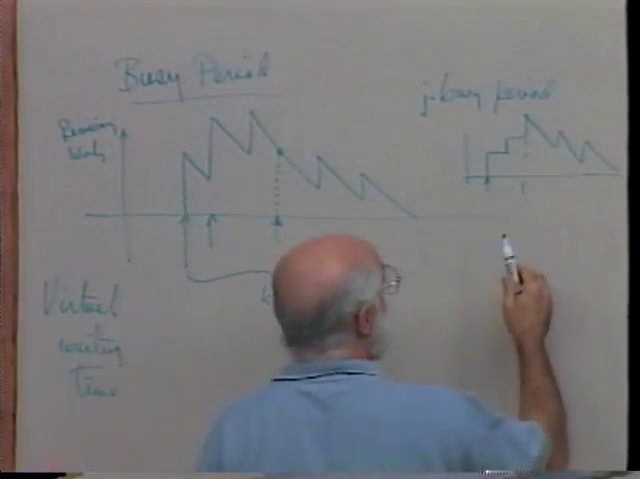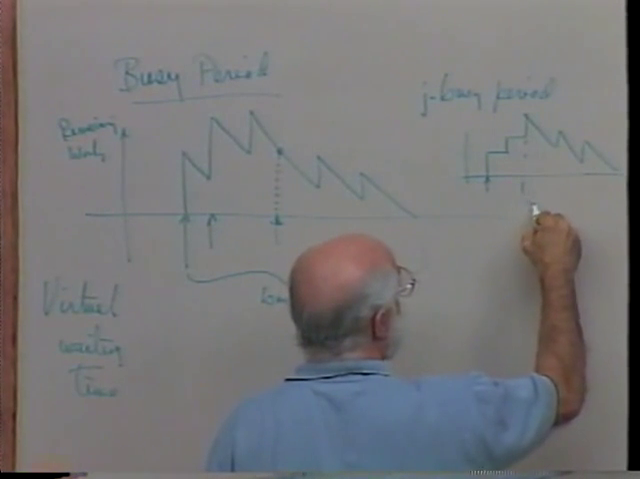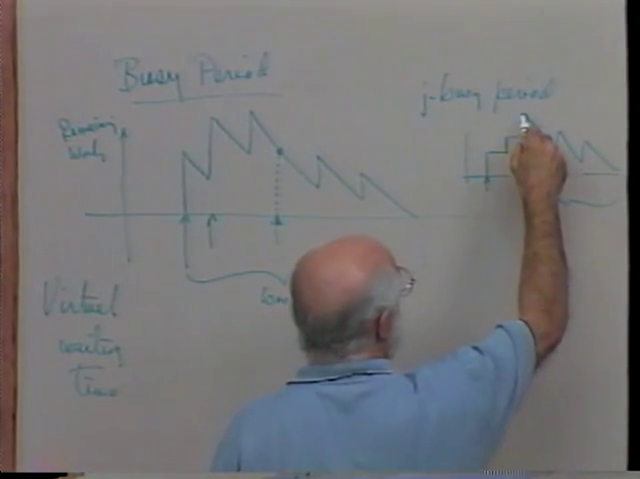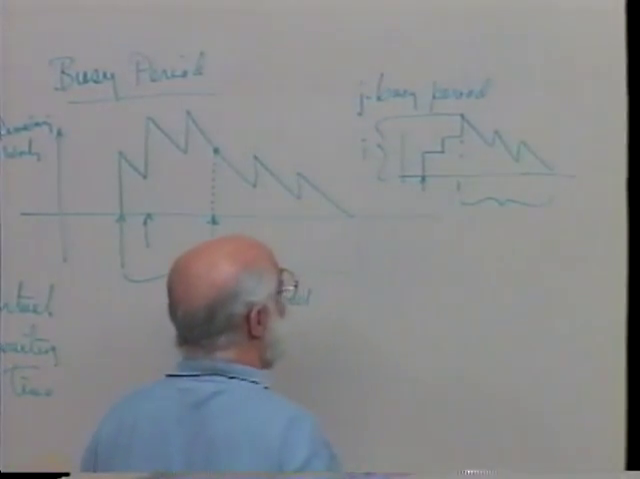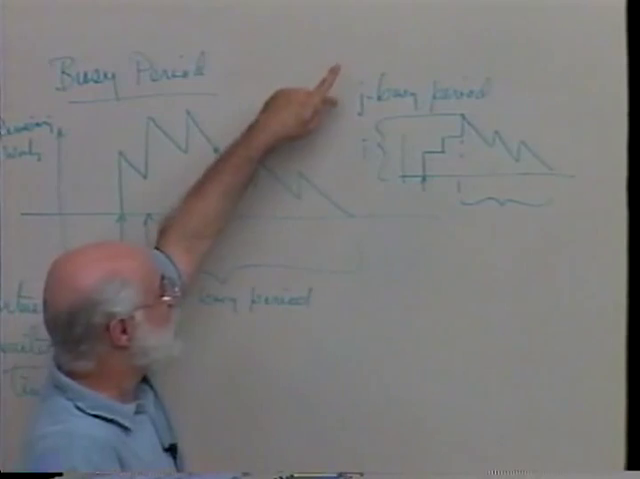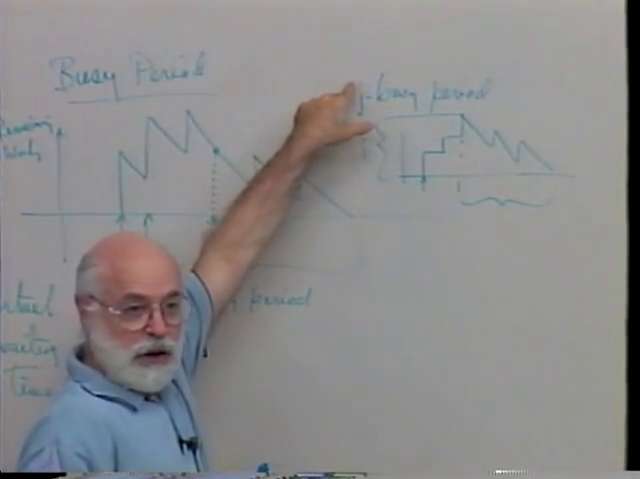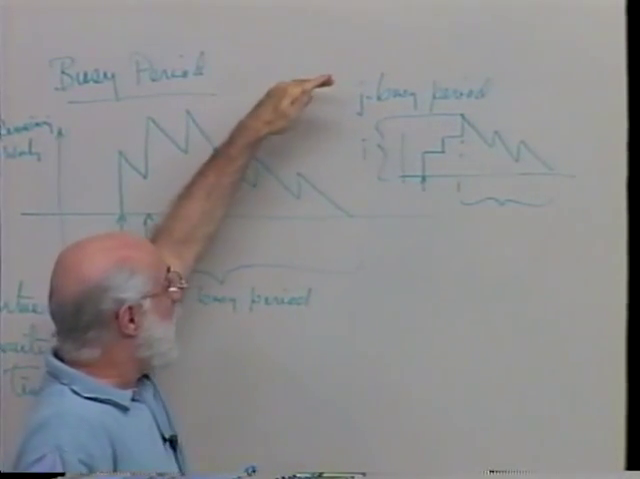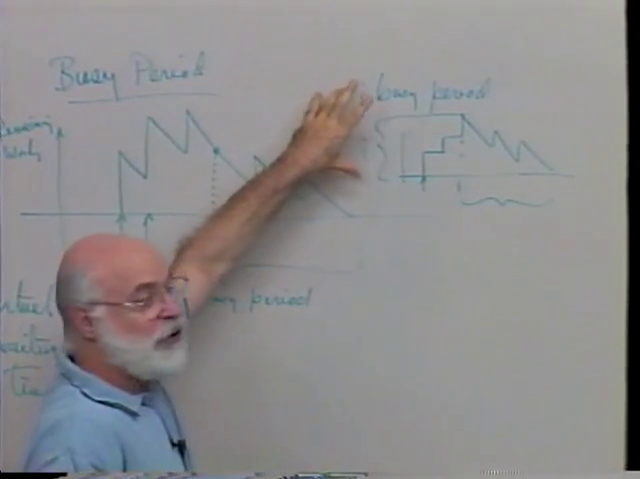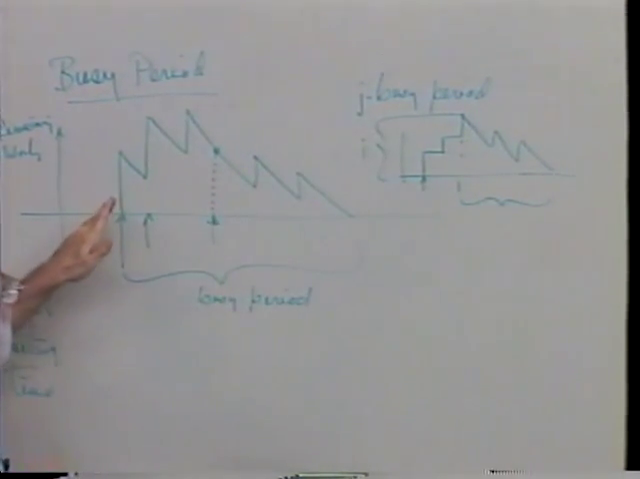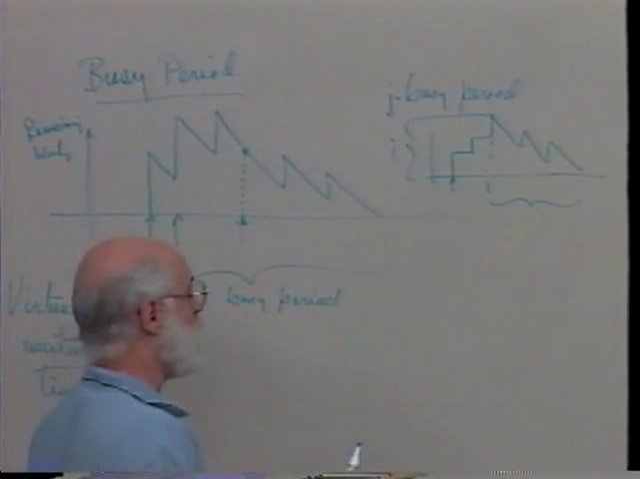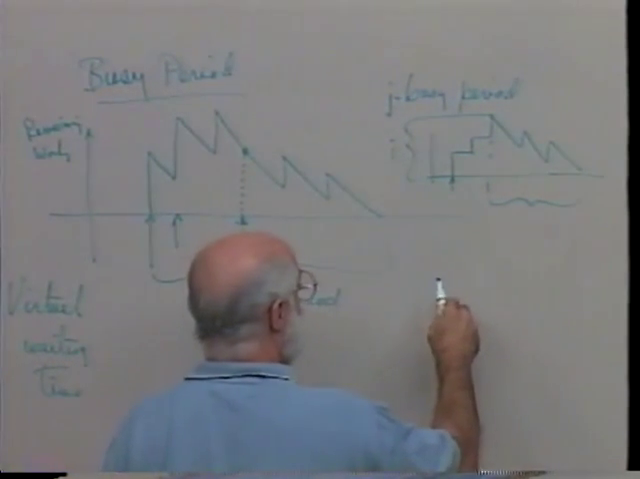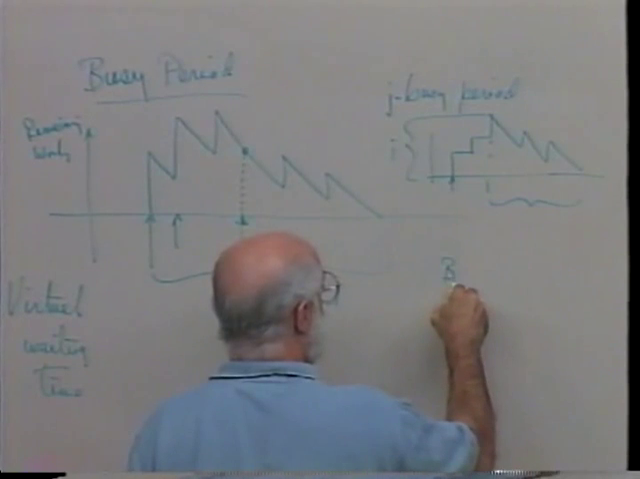So if I measure the busy period from the instant the server starts to work with J customers present, then that length of time is called the J busy period. Therefore, a J busy period with J equals 1 is the same as an ordinary busy period. Now, the reason I want to look at this is I want to look at the distribution function of a J busy period.